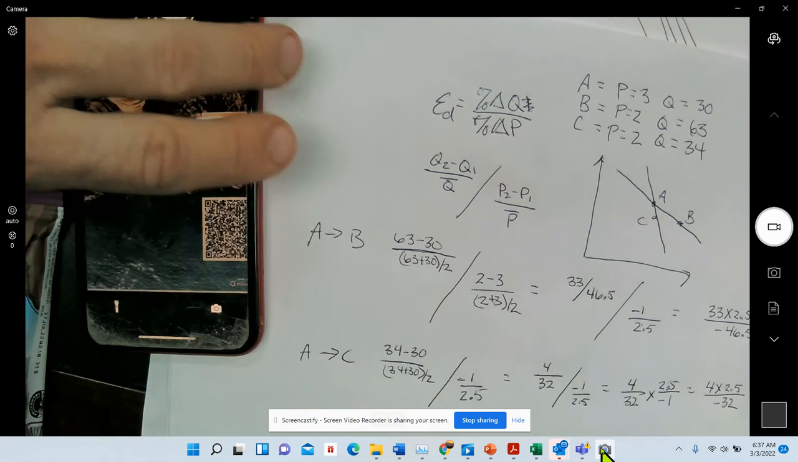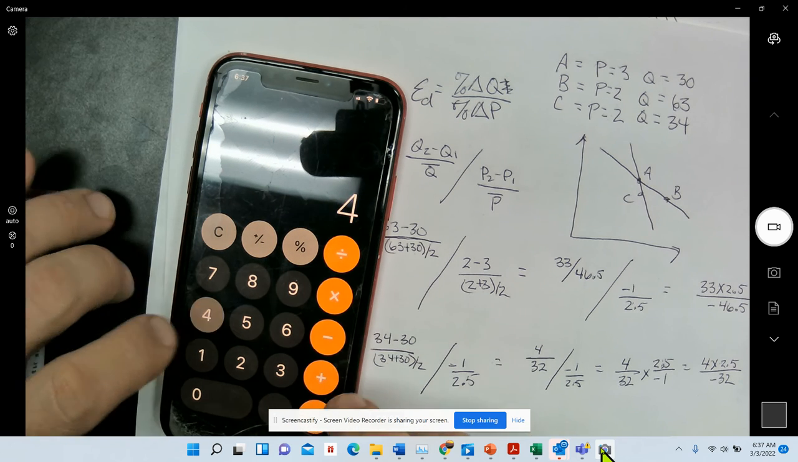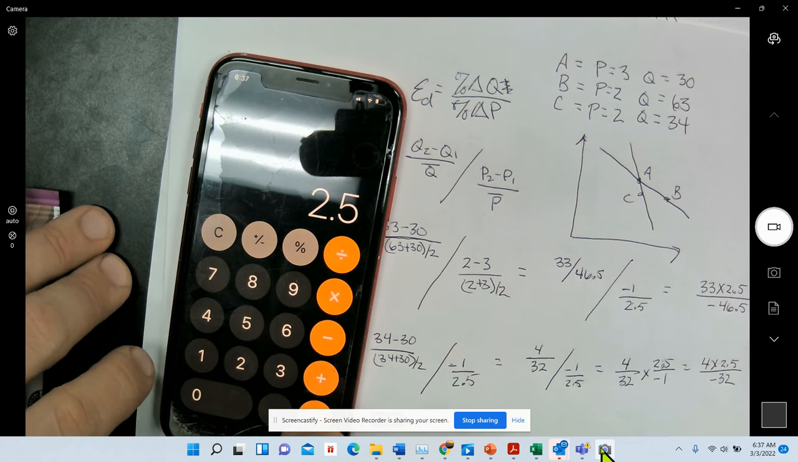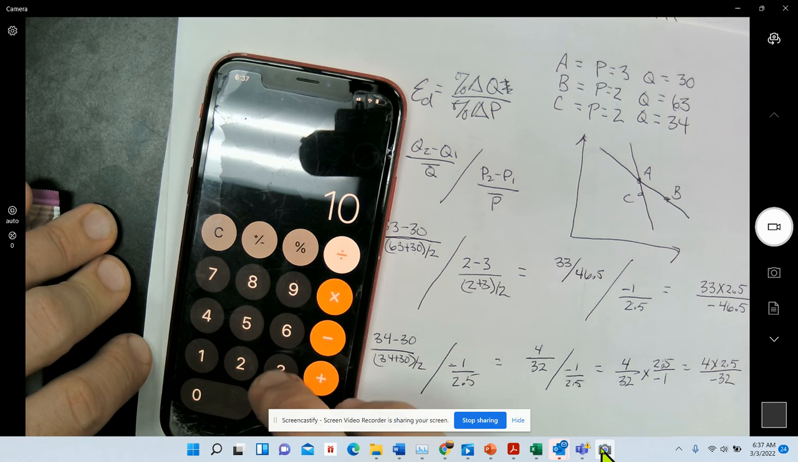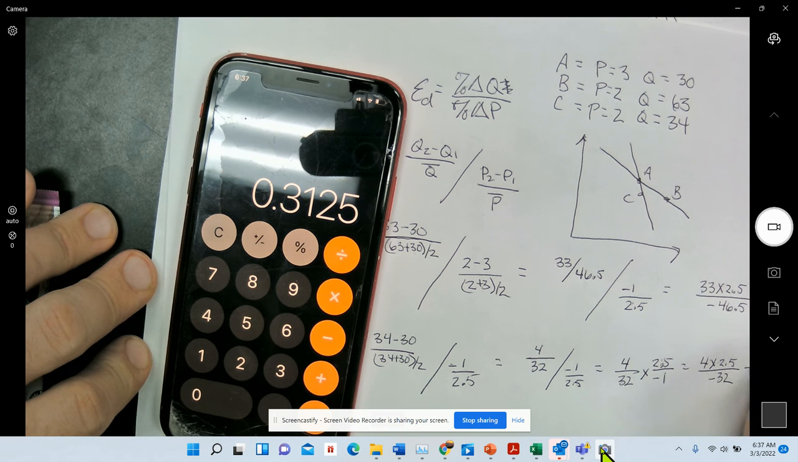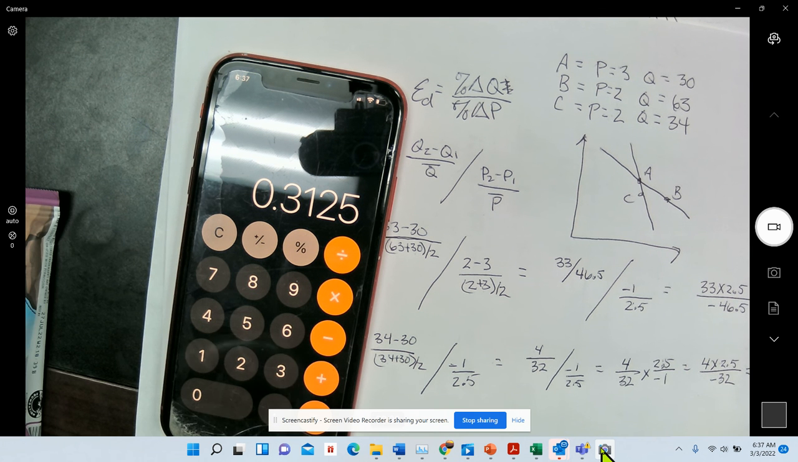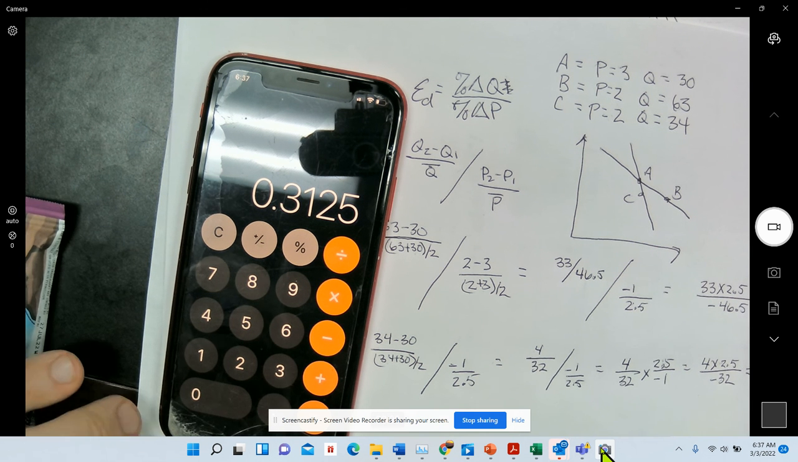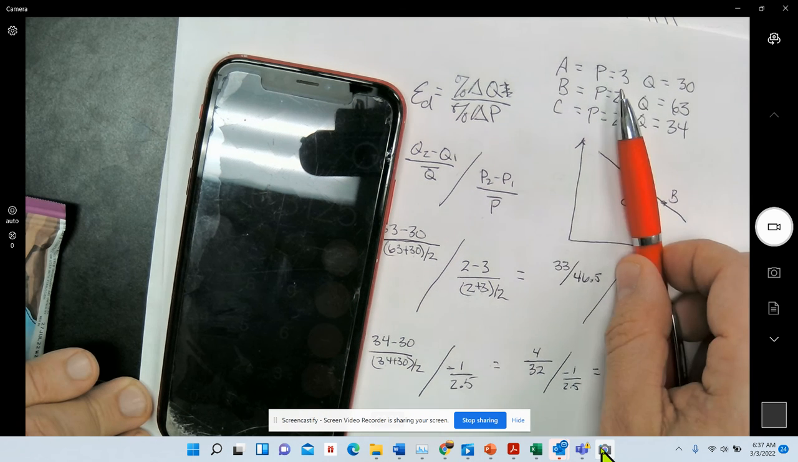So let's go ahead and do that. I can put this in the calculator. I don't need to, but I'll just show you. 4 times 2.5 is 10, divided by 32, and I'll make it negative. This is negative 0.3125. And real quick, we can see this is obviously less than 1 in absolute value. That's inelastic. This one is elastic. That fits with my intuition here. I always double check it myself.